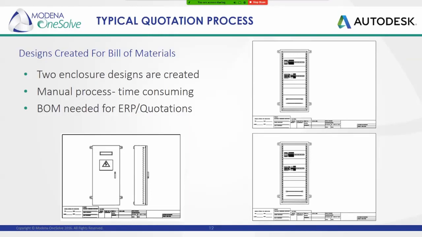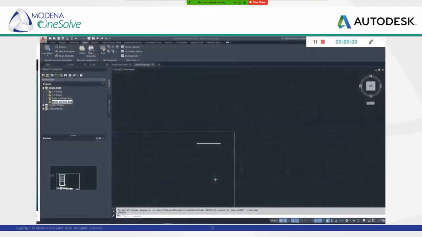In the demonstration to follow, I'll showcase how AutoCAD Electrical builds upon this process. It can be used as an environment to build enclosure designs and quickly generate a BOM for quoting. So let's dive into this demonstration real quickly.